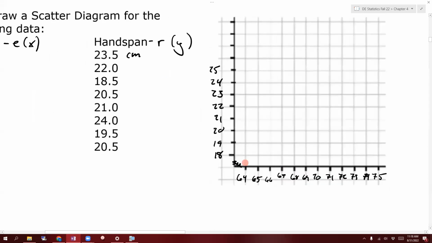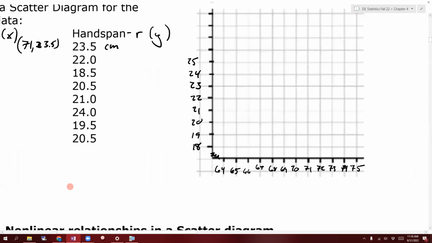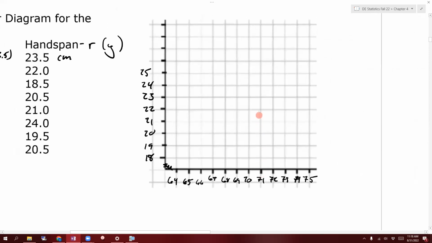And then we plot points. So our first point that we have is the ordered pair, 71 for the height and 23.5 for our handspan. So 71 and 23.5, and we plot a point. And then we continue doing that for all of them.